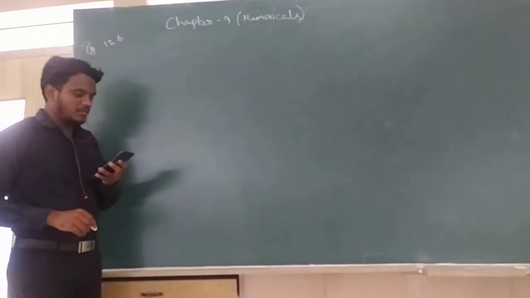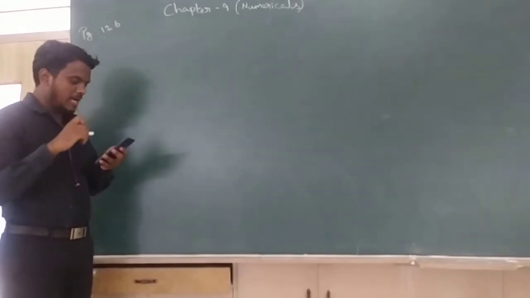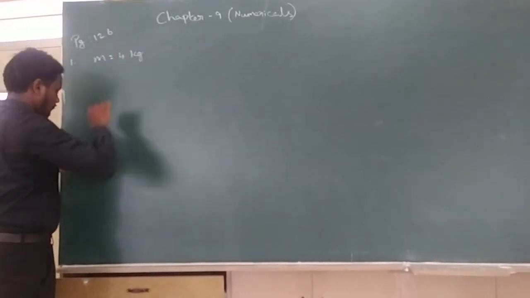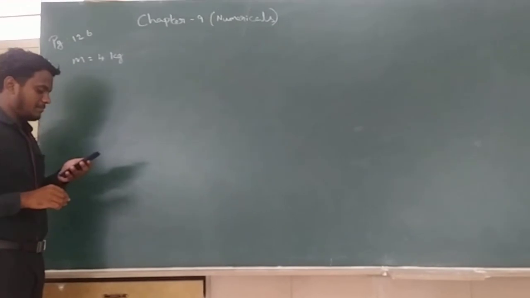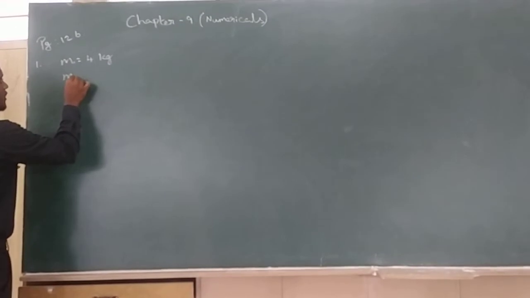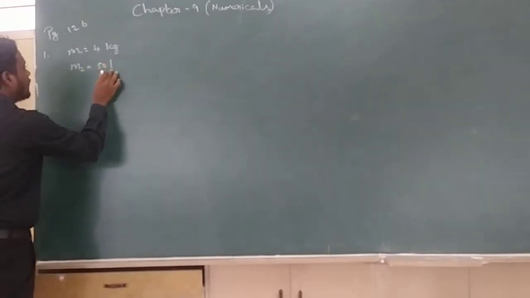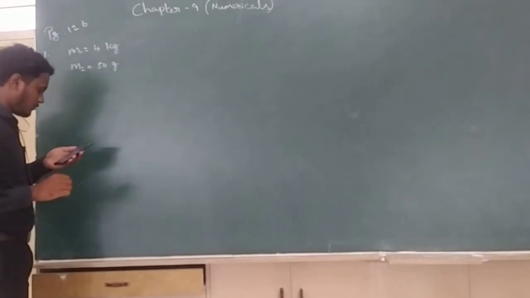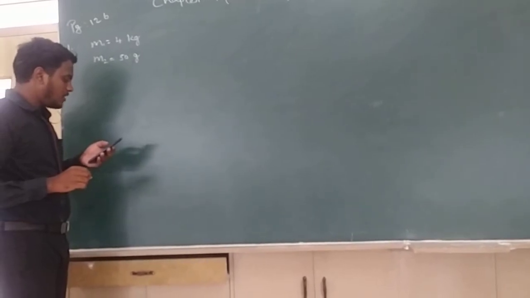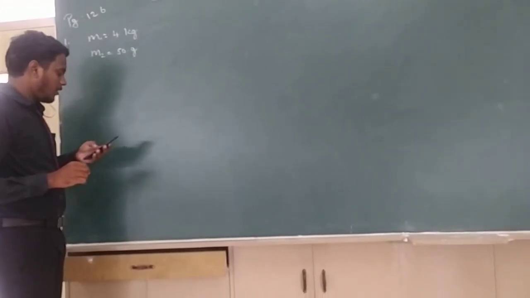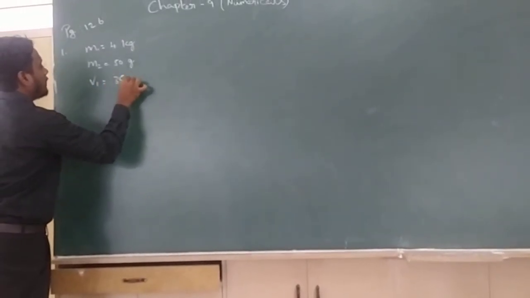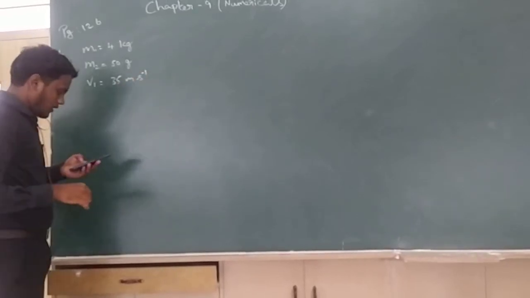From a rifle of mass 4 kg. So we have been given the mass of the first object as 4 kg. Bullet of mass 50 grams. So we can take the first one as object 1 and the second one as object 2, 50 grams. Next, fired with an initial velocity of 35 meter per second. Initial velocity v1 equal to 35 meter per second.